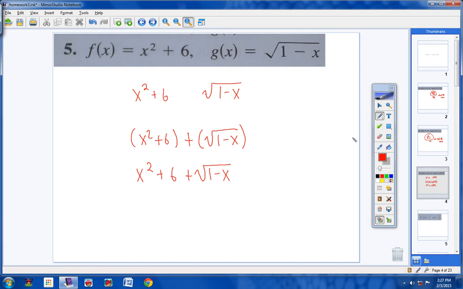Let's subtract these two functions. Now, there's a positive sign here, so none of these change. X squared plus 6. There's a negative sign here, but remember, the negative sign does not go to the terms inside the radical. It goes to the outside. There's a positive sign here. So this negative times a positive gives you a negative square root of 1 minus x. You do not change the numbers on the inside. Okay?